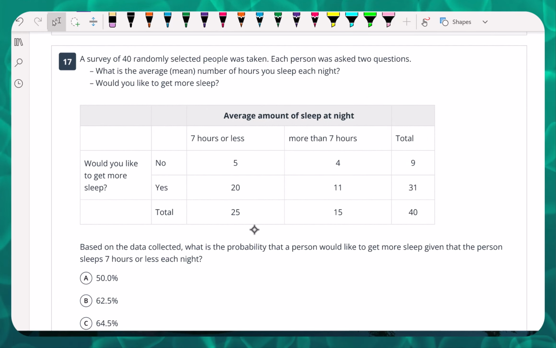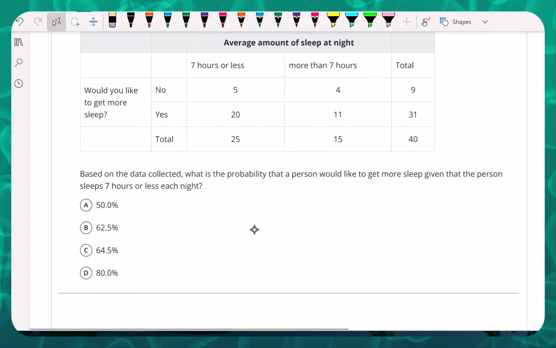Okay, we got a two-way table here. I love two-way tables. A survey of 40 randomly selected people were taken. Each person was asked 2 questions. What is the average number of hours you sleep each night? And would you like to get more sleep? Okay, so it's just giving us a kind of background of the information on our two-way.